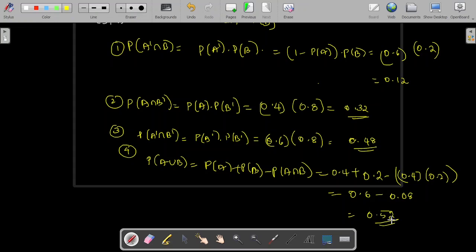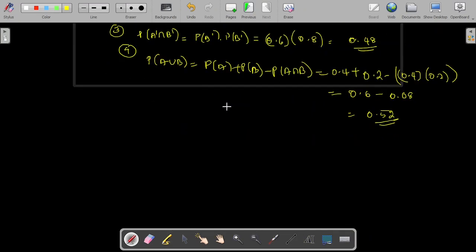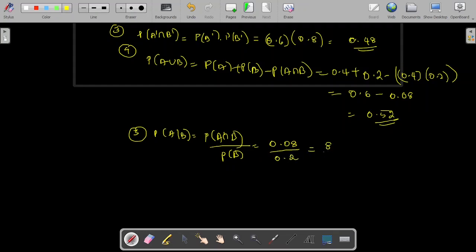So this is how we calculate P of A union B. It's P of A given B and P of B given A. So P of A given B, read as "given that", is P of A intersection B divided by P of B, which is 0.08 divided by P of B. Because A and B are independent, P of B is 0.2, so 8 by 20 is equal to 2 by 5.